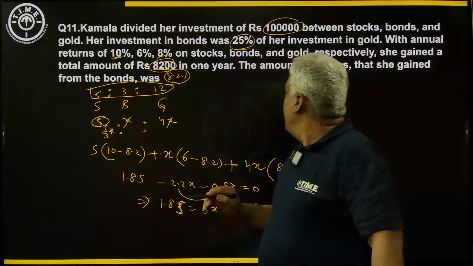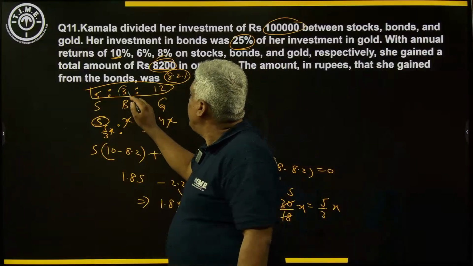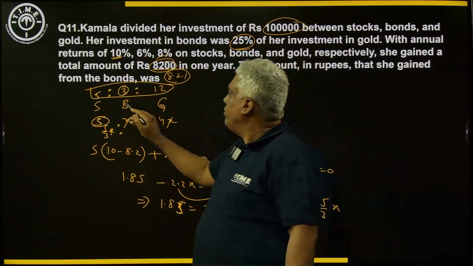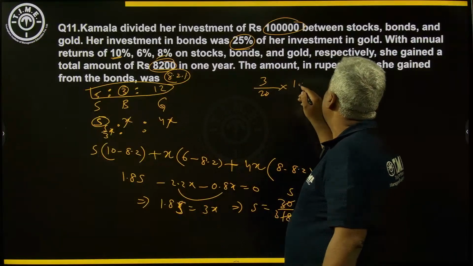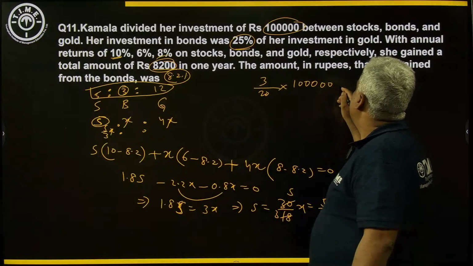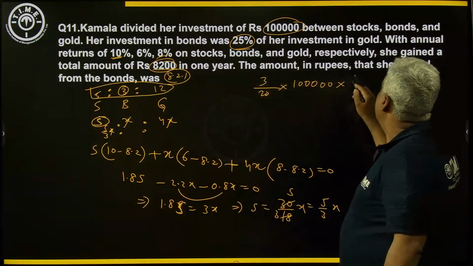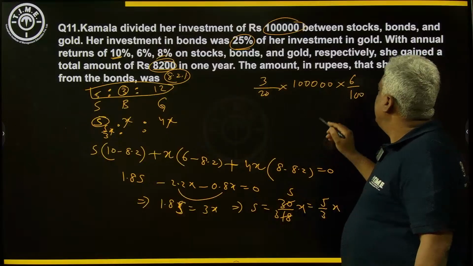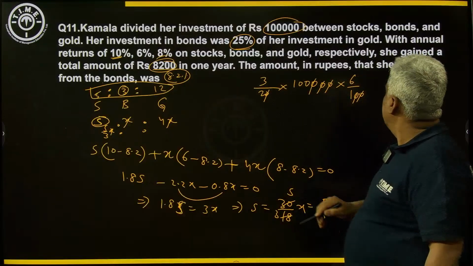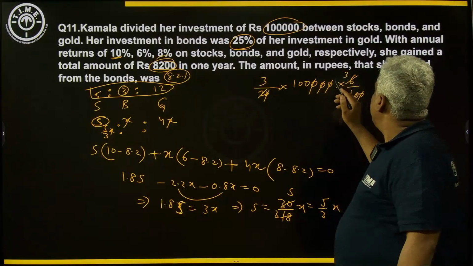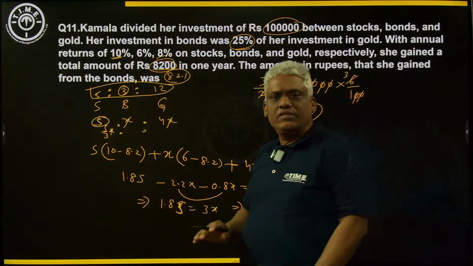They're asking the return on bond, right? So how much was invested in bond? 3 out of 5 plus 3, 8, and plus 12, 20. 3 by 20 of 1 lakh. That is the investment in bond, and the return on bond was 6%. So 6% of this, 6 by 100 of this. Now you see this, 10, 20, 30, we can cancel, right? Now 2 3s are 6, and 3 3s are 9. So 9 into 100. 900 is the answer for this. This is the return on the bond, right?